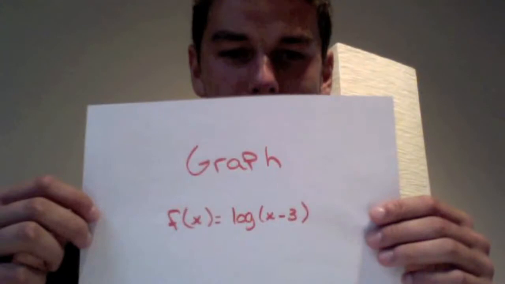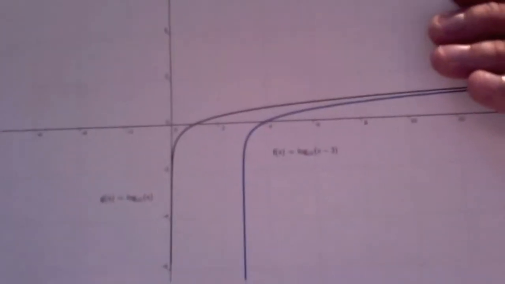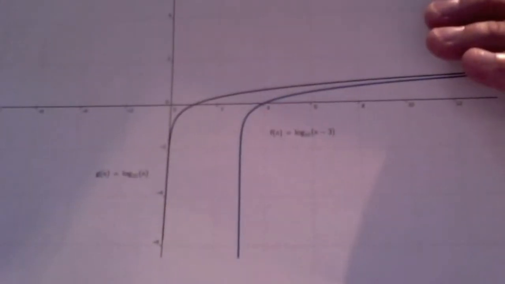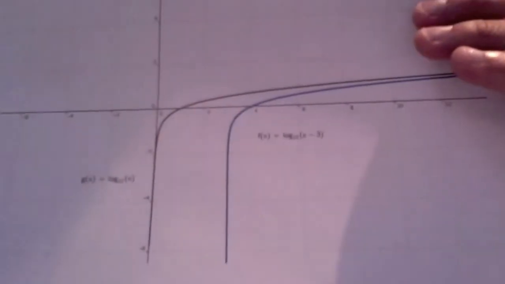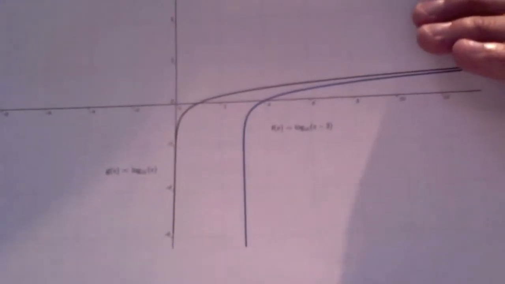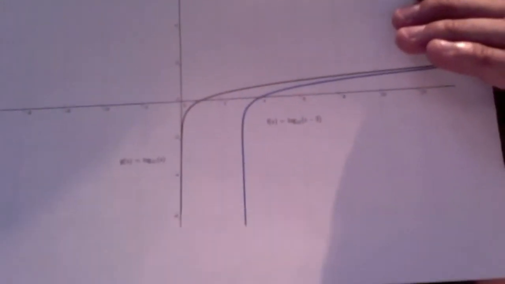Graphing exponential functions. Let's have some fun and we'll graph some logarithmic functions. We're going to graph the function f of x equals log x minus 3. Let's take a look at the graphs that I generated. The one in the black is the original log x, and in the blue is the new graph that we are graphing, log x minus 3. Here, the blue graph moved 3 units to the right from the original graph.